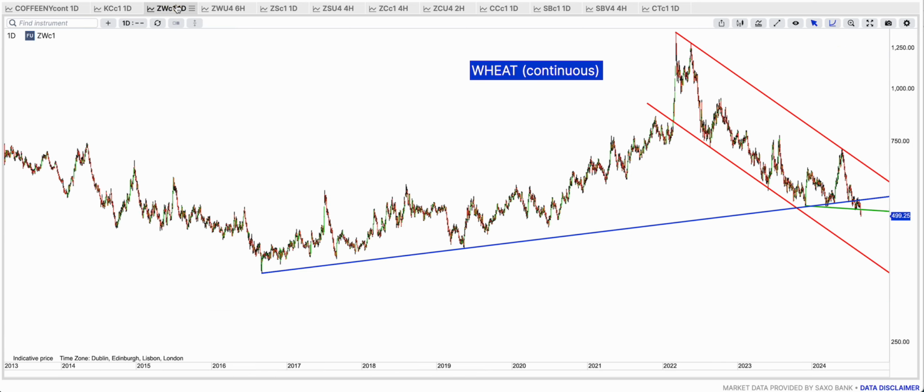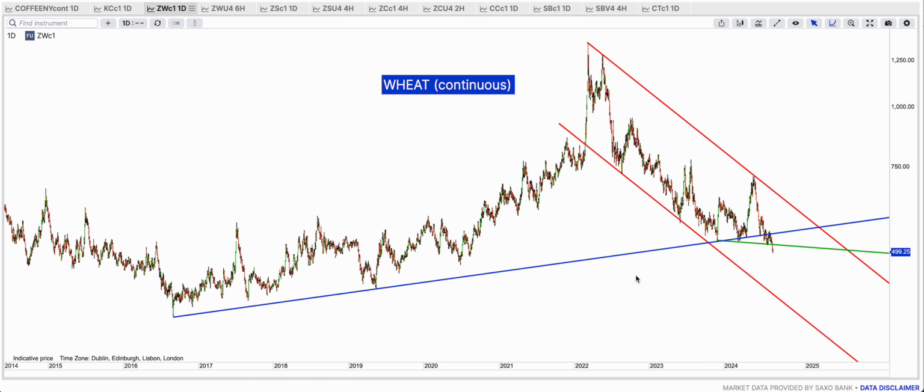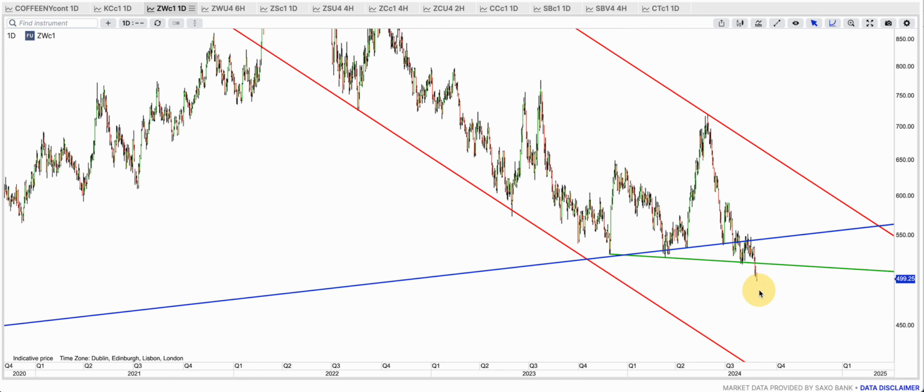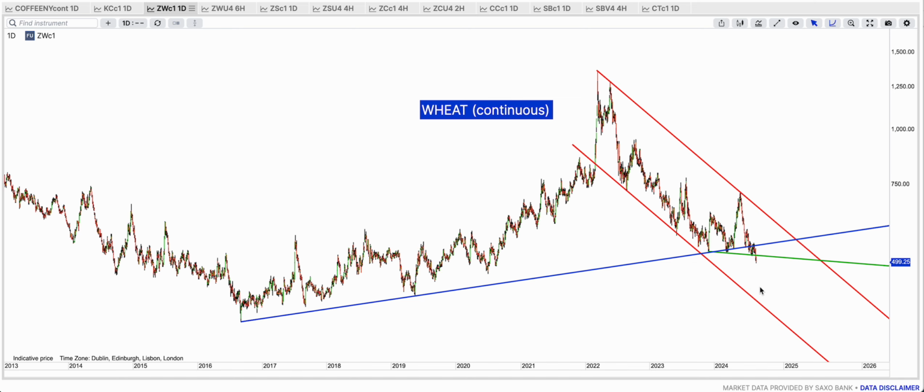And wheat is digging very deep, unfortunately. I thought wheat was going to really rally to the red top band and break it after the bounce off the blue support, but instead it came down. It is breaking this green declining support. It broke down this support, which is why it is looking very, very bearish at the moment.